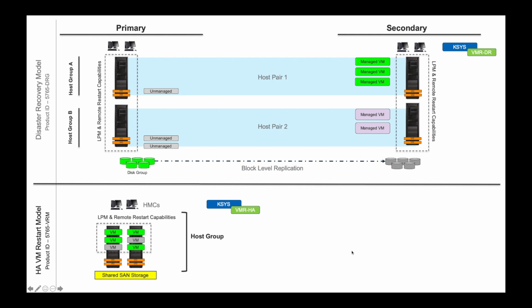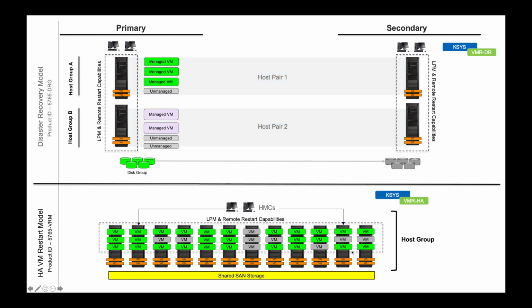The host group construct will effectively say that these are the participating members that are going to participate in this grouping, and then I can manage or unmanage virtual machines inside of that grouping. That host group does not have to be just two machines. It can scale all the way up to 12 different servers.